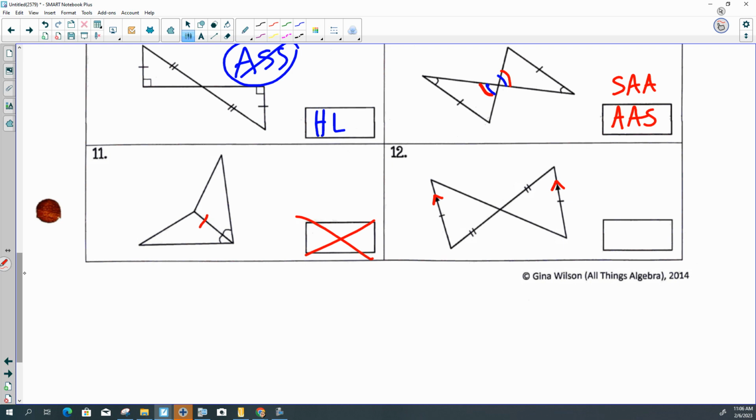So these are parallel. We've got two different transversals. That's one transversal. That is a transversal. Okay, compare with your neighbor, because I'm curious. Again, lots of different answers you could have on this one.